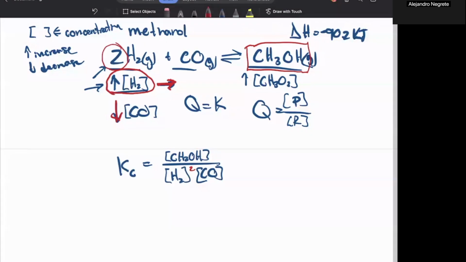So if we're going to be shifting this to make more product, it would absolutely make sense that this concentration here will decrease. And that this concentration, because we've shifted this reaction to move to the right, increases. So that's the result of what happens here. Okay, so that's our result.